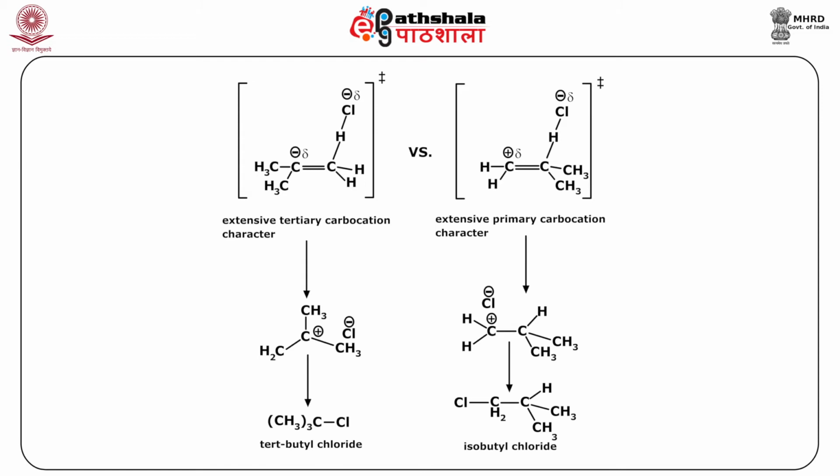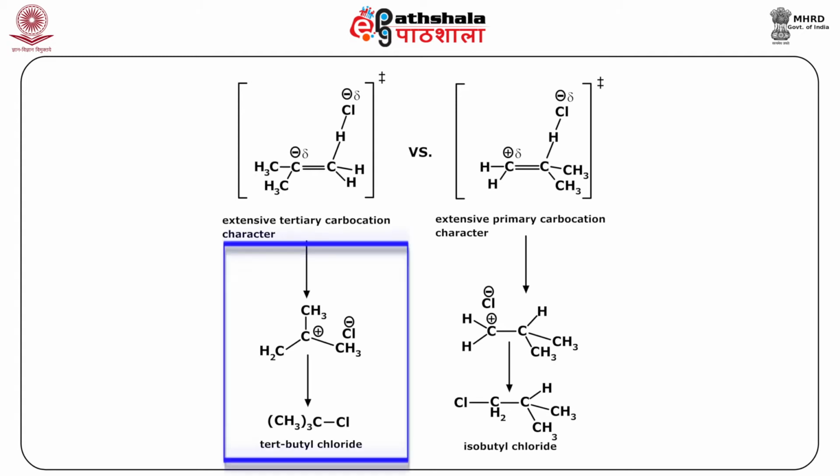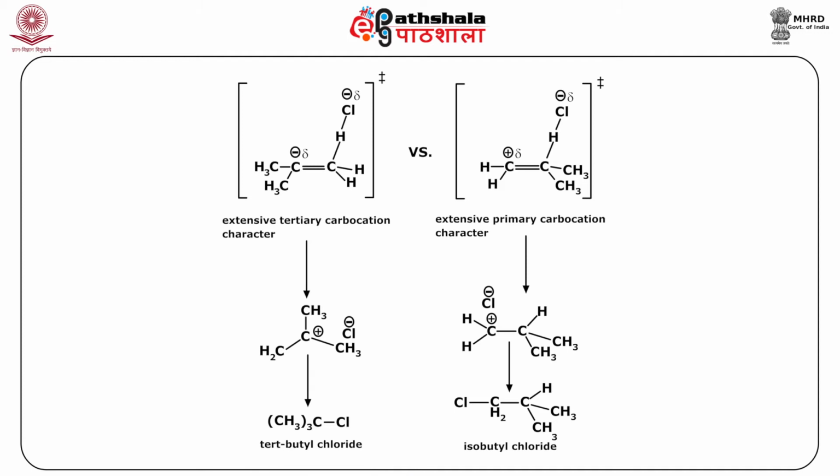Now, as I have already told you when we were discussing carbocations, the tertiary carbocation character is more favorable than the primary carbocation character because a tertiary carbocation is more stable than a primary one. Thus, the transition state for the formation of tertiary butyl chloride is preferred over the primary. Thus, one of the products, that is tertiary butyl chloride, is obtained with a higher level of selectivity. It is clearly shown in the figure, the reaction of isobutene with HCl and the preference for tertiary butyl chloride.